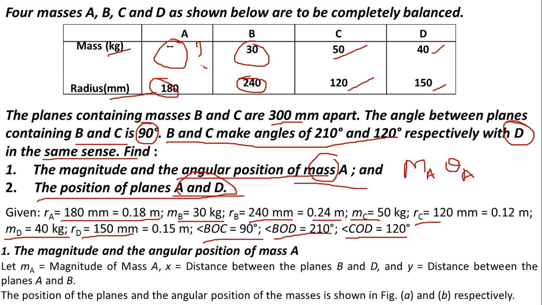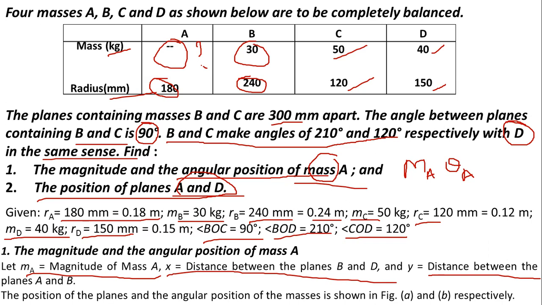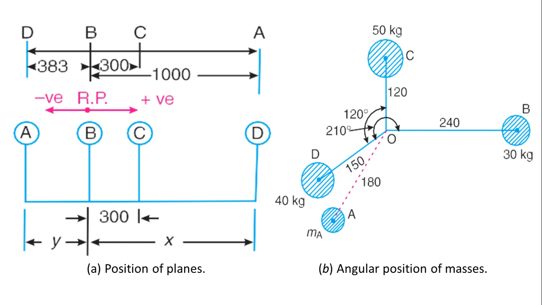Now let us take MA as the magnitude of the mass that you need to find out, and let us take the distance between planes B and D as x and the distance between planes A and B as y, so that the calculation becomes easy. We take it in the form of x and y. This will be the position according to the given question. The planes B and C are 300 mm apart, as given.